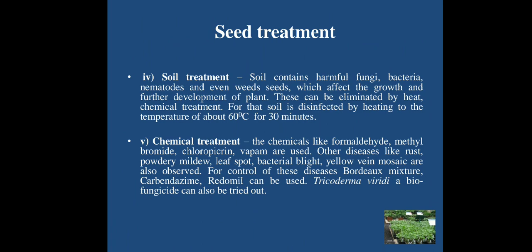Soil treatment. Soil contains harmful fungi, bacteria, nematodes and even weed seeds, which affect the growth and further development of the plant. This can be eliminated by heat. Soil is disinfected by heating to a temperature of about 60 degrees centigrade for 30 minutes. Chemical treatment: chemicals like formaldehyde, methyl bromide, chloropicrin, Vapam are used.